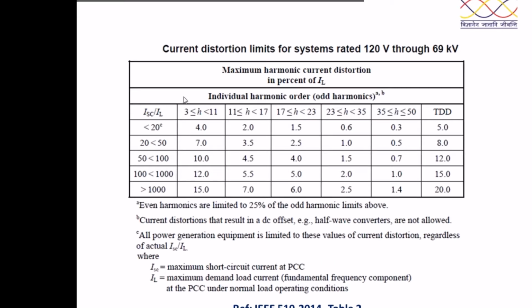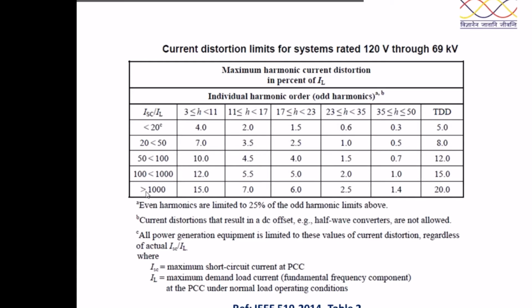What the guideline talks about is what harmonic current is the acceptable limit. How much harmonic current you can inject corresponding to the short circuit level divided by the load current, that is the ISC by IL. That is going to tell you how strong your grid is. For example, ISC by IL is 20. What it means is, your system is not that strong.